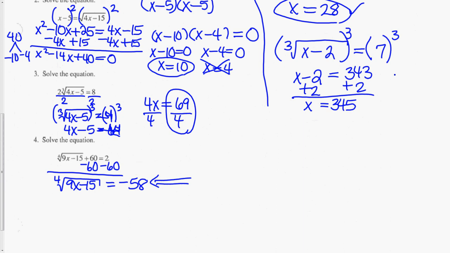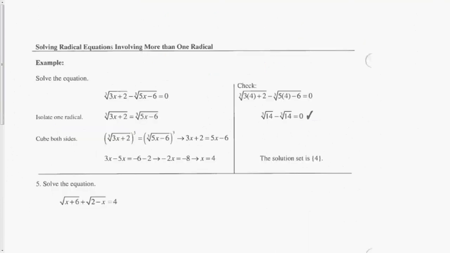I have an even root equal to a negative. That means I have no solution. Okay, you don't even have to work it any further. Just go straight to no solution. Only on the even roots. If that had been a cube root, I could have worked it.